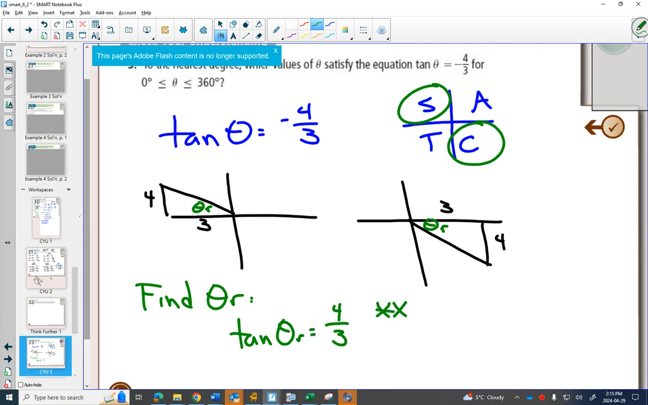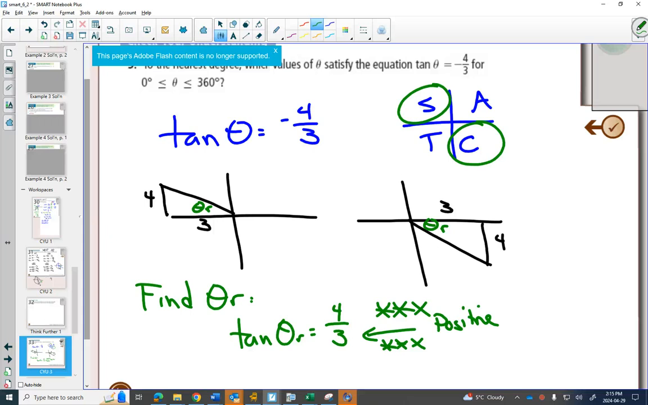Notice that with the reference angle I put +4/3 because it's actually a triangle with actual sides. Number one mistake is finding your reference angle but using the negative. There are no negatives with reference angles whatsoever.